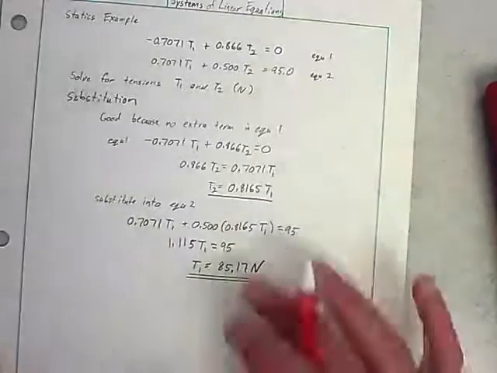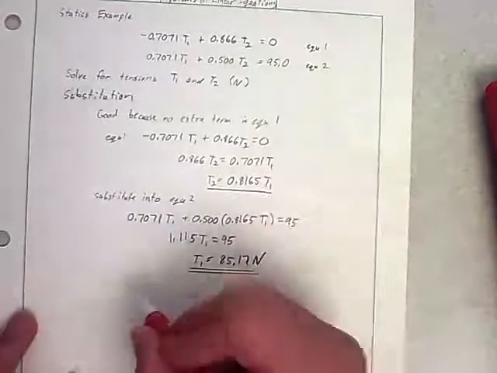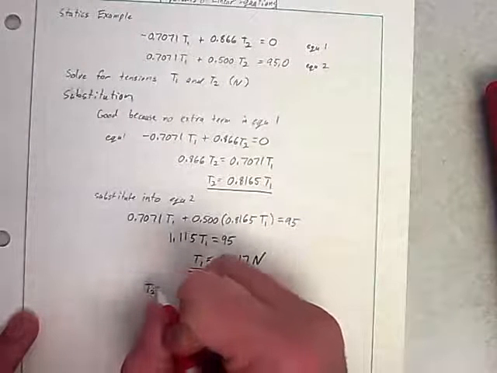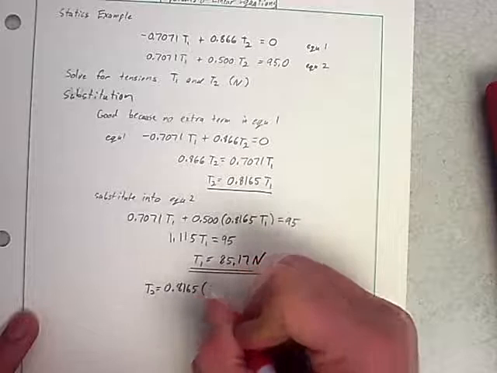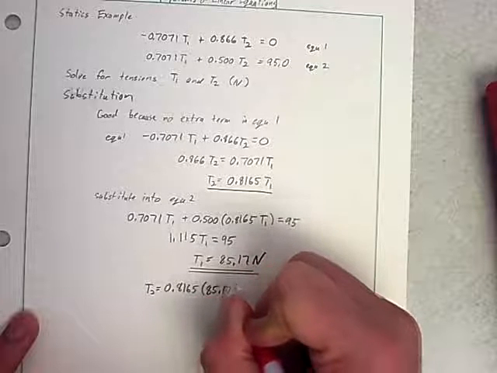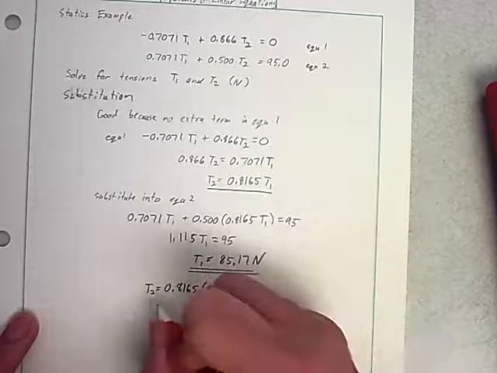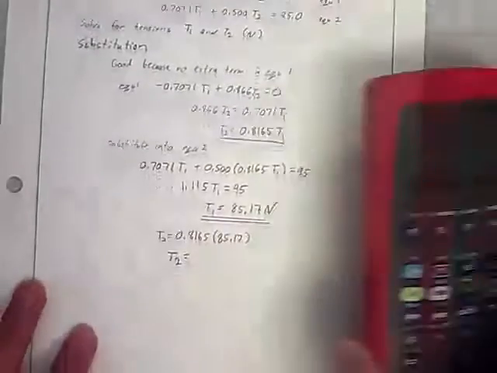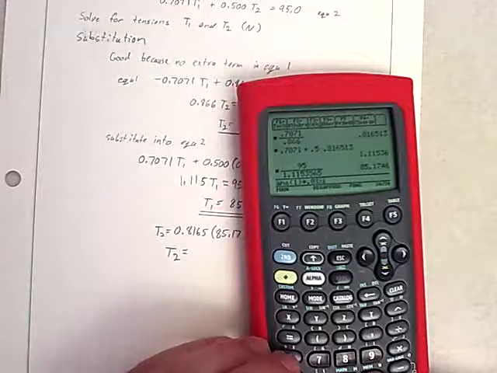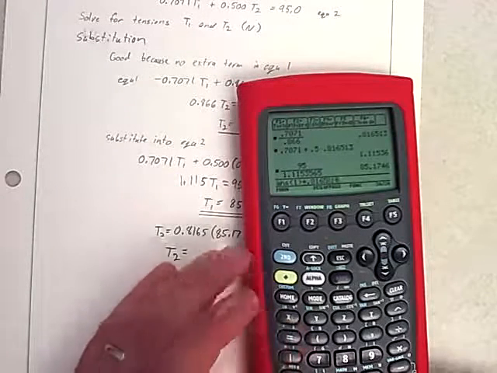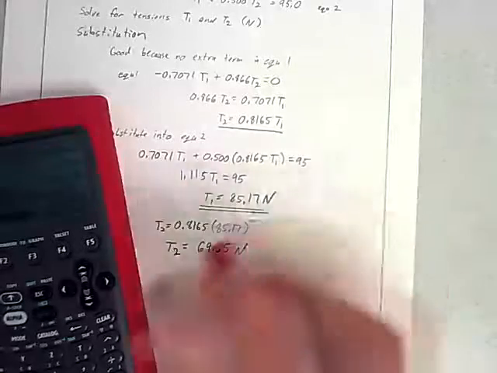And then T2, I can just use this part that I have here. T2 is going to equal 0.8165 times the 85.17. So T2 equals that times 0.8165, 69.55 newtons.